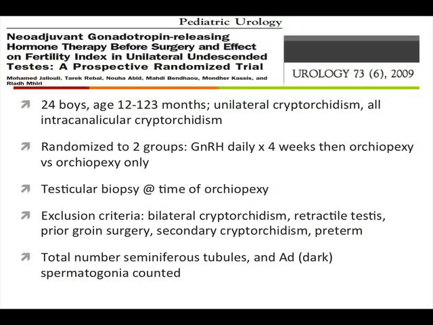They all underwent testicular biopsy at the time of orchidopexy, and they excluded other criteria that might affect their conclusions, like bilateral disease, retractile testes, previous other surgery, and premature babies. They counted the total number of seminiferous tubules as well as the number of spermatogonia, your dark spermatogonia. These are your progenitor cells, which keep reproducing to continue production of spermatogonia, some of which subsequently become primary spermatocytes, but not this progenitor population.